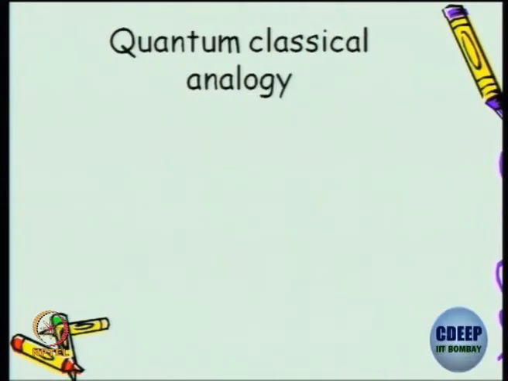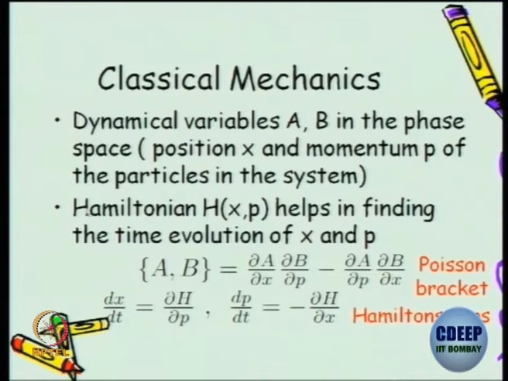So now we want to see an analogy to quantum physics. You clearly see that here the phase space time evolution is governed by some equation. We also want the state vector which we write in quantum mechanics to be governed by some equation. That is one. And what will be the analog of the Poisson bracket when you go to quantum mechanics? Those are the questions you can ask.